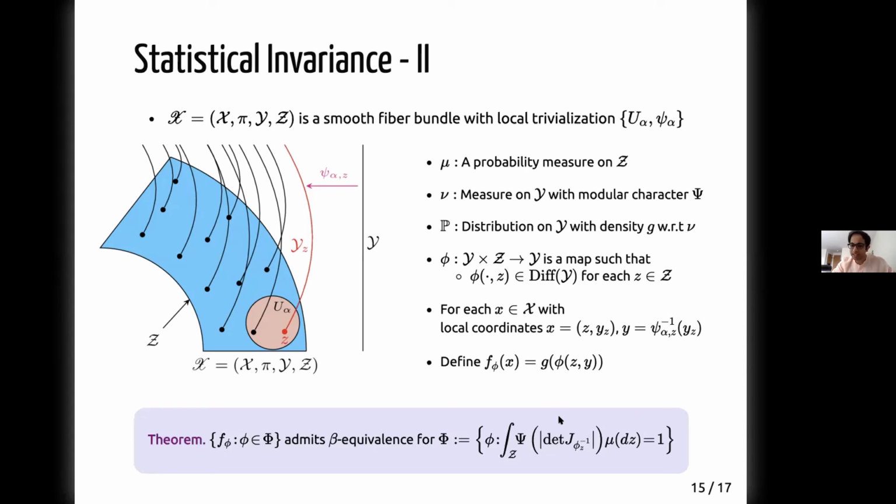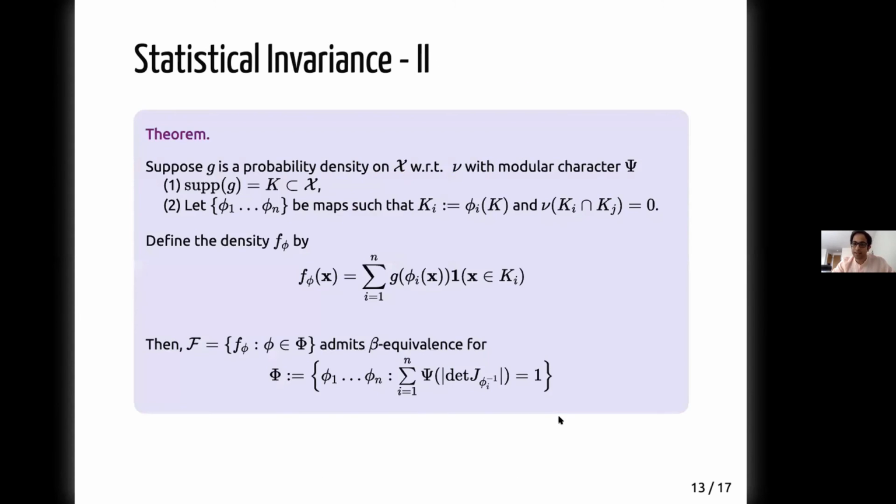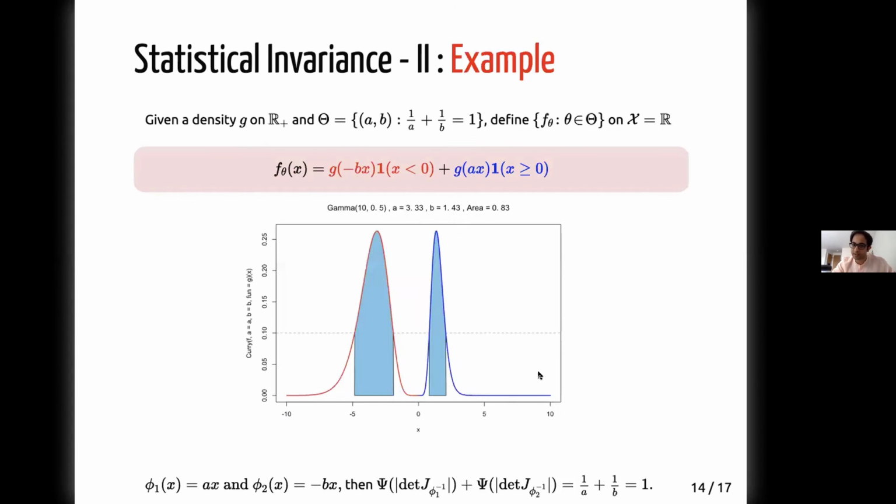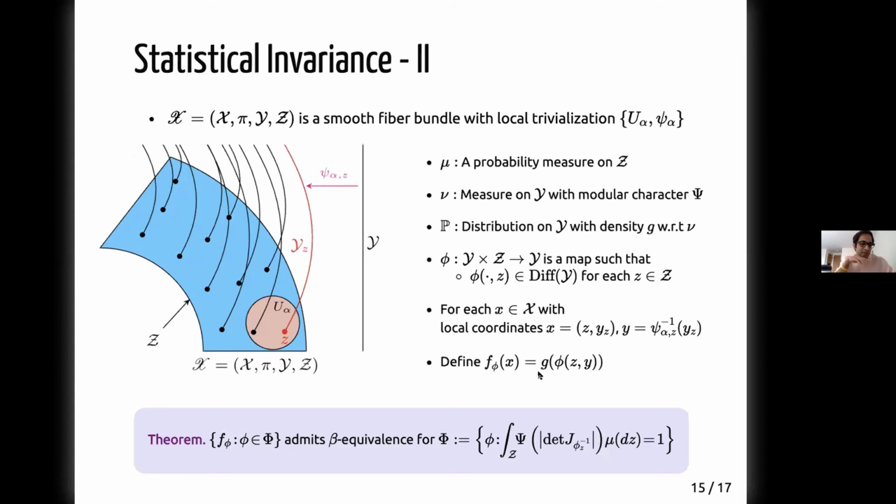You can see that this Jacobian constraint is a natural generalization of the Jacobian constraint that we had in the previous result. In the interest of time, I'll refrain from talking about specific examples for this, but if you're interested, you can look at our paper on the arXiv, where we look at examples of distributions on the Hopf bundle or the torus, etc.